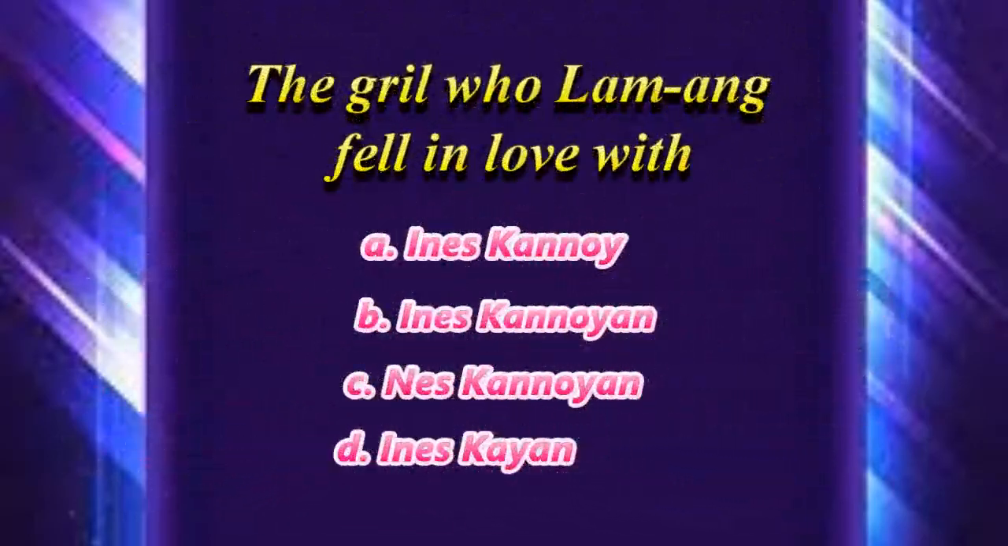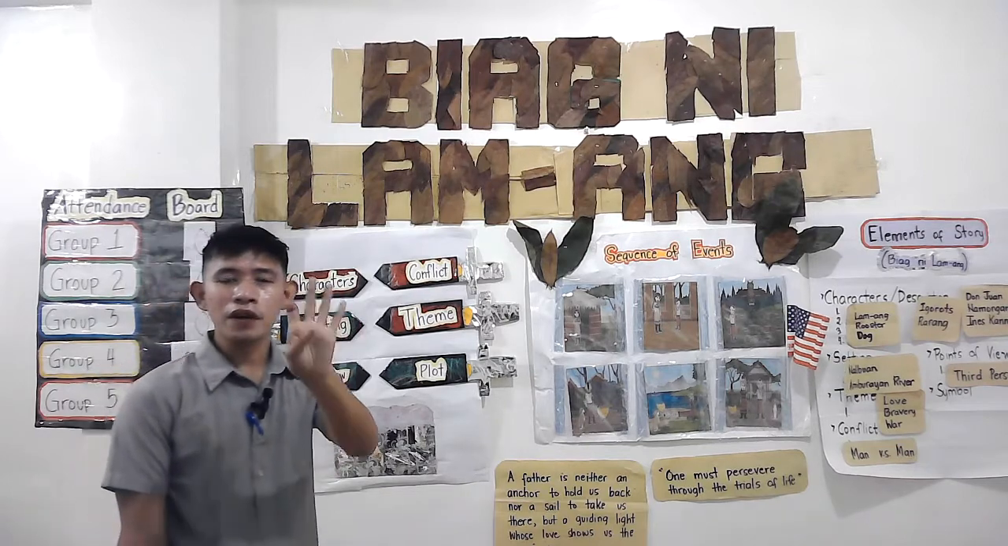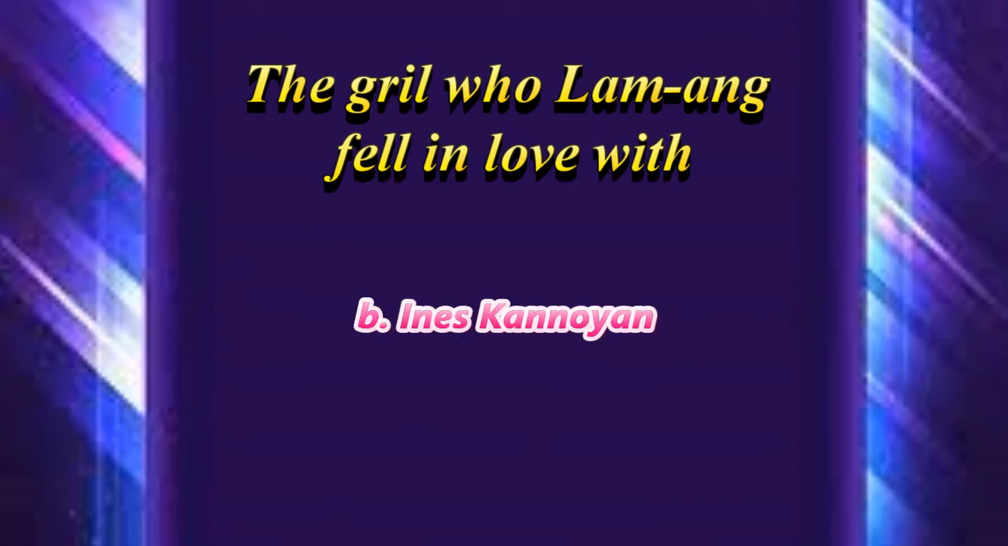Number 2. The girl who Lam-ang fell in love with. A. Ines Canoy. B. Ines Canoyan. C. Ines Canoyan. D. Ines Kayan. What is your answer? 5, 4, 3, 2, 1. Letter B. Ines Canoyan. Very good.